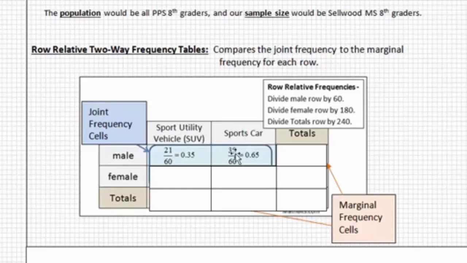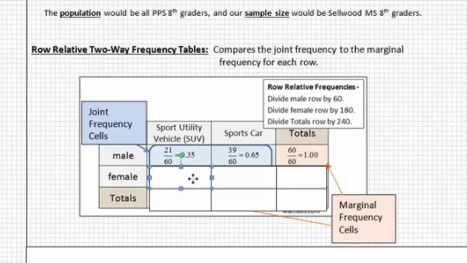There were 39 men of the 60 surveyed who wanted a sports car. And there's a total of 60 men surveyed, and so 60 out of 60, 100% of the men are represented in this row. So instead of taking this data and dividing it by the total number of people surveyed, which was 240 like we did last time, now we're comparing just men to men and the type of cars that they would like.